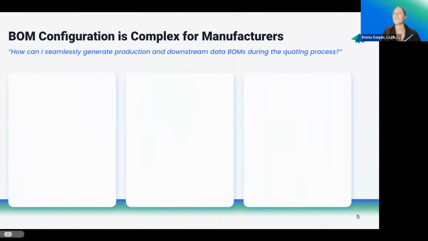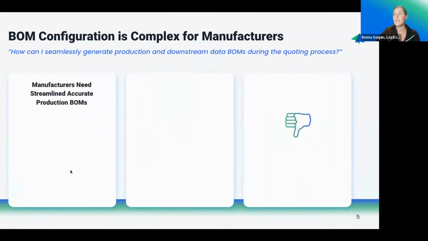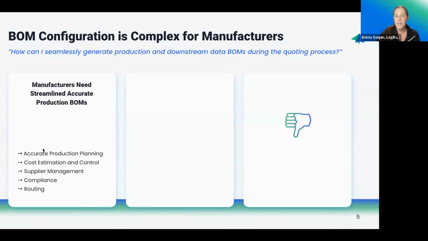So we get asked all the time, how can I seamlessly generate my production and downstream data within the quoting process? I'm going to talk about a couple roadblocks that we commonly see in manufacturing when it comes to complex configuration and BOM generation. First, it's vital to have streamlined and accurate production BOMs in order to have accurate production planning, cost estimation, and ensure your suppliers have proper inventory. You stay compliant and have accurate routing.